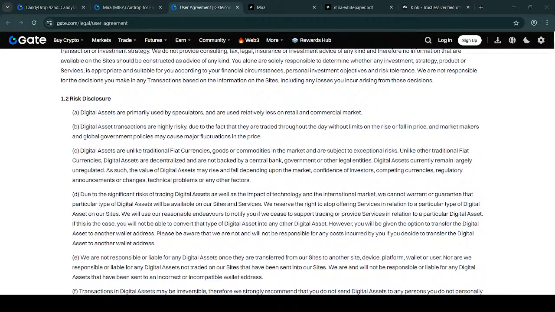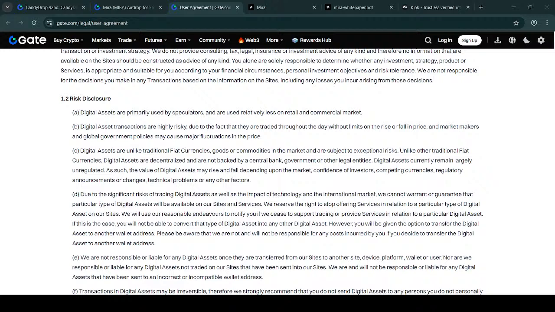So digital assets, unlike traditional fiat currency, are subject to explosive risks. Digital assets are decentralized and not backed by any central bank, government, or other legal entities, and digital assets currently remain largely under regulatory scrutiny. The value of digital assets may rise and fall depending upon market confidence, investor interest in competing currencies, regulatory announcements or changes, technical problems, or any other factor, guys.